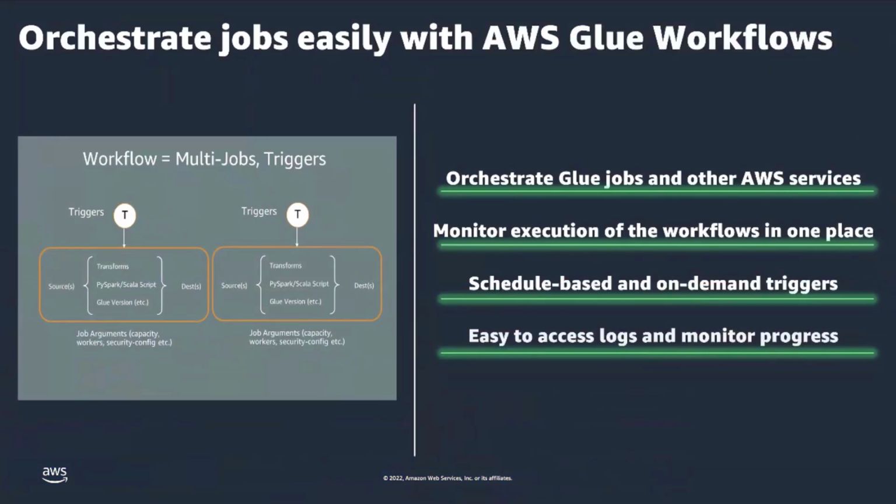So let's talk about workflows. Glue workflows allow you to orchestrate jobs with Glue and with other AWS services. You can use Glue Spark jobs as well as Glue Python shell. You can monitor the execution of the entire workflow in one place. You can use triggers, either schedule-based, on-demand, or event-based triggers inside your workflows. And of course, you have easy access to monitoring and logs. The whole reason for workflows within Glue is to encapsulate the entirety of your data integration pipeline in one place.